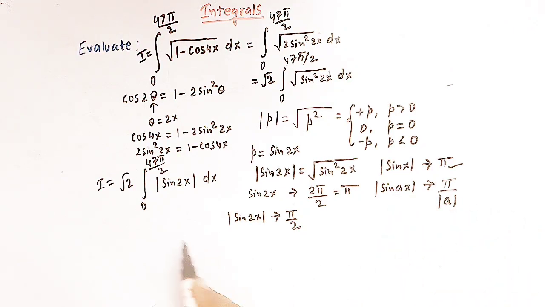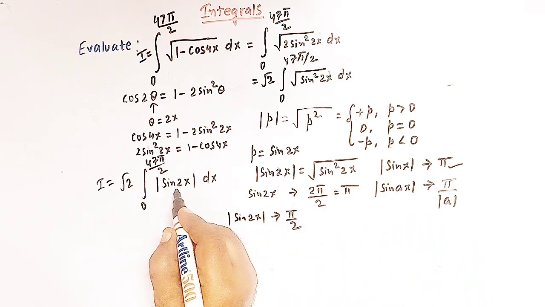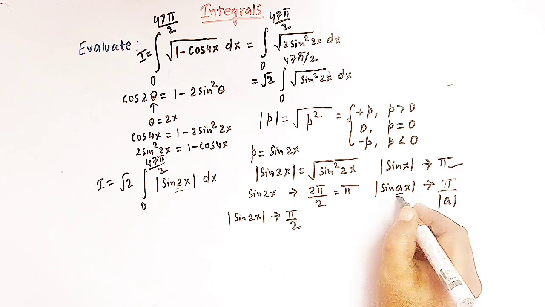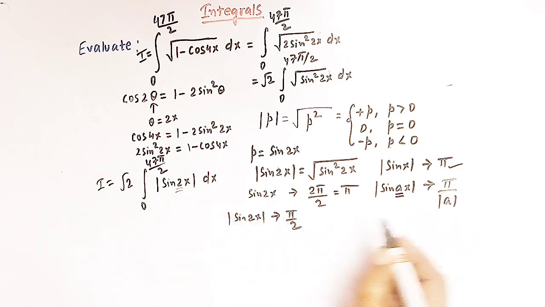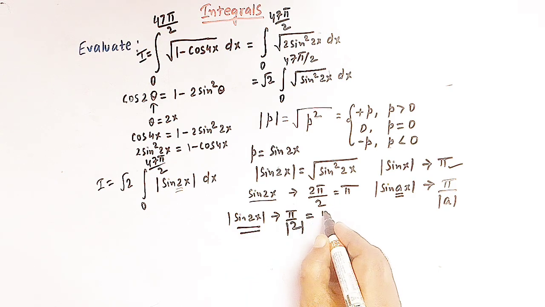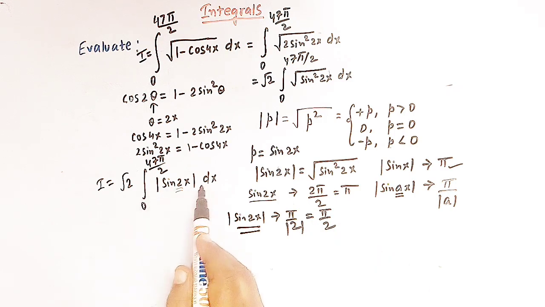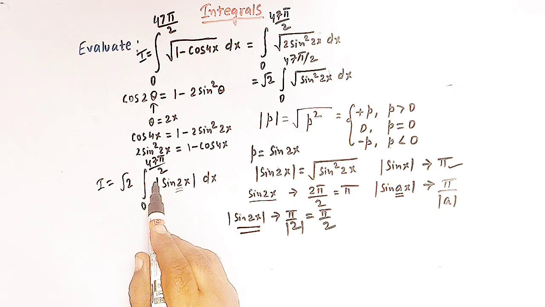So if we compare mod of sine 2x with mod of sine ax, then we can see that the value of a is 2, right? So the period of mod of sine 2x is given by pi over mod of 2, that is simply equal to pi over 2, right? So here we conclude that the period of mod sine 2x is given by pi over 2.